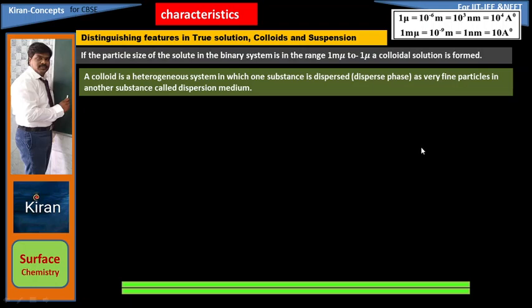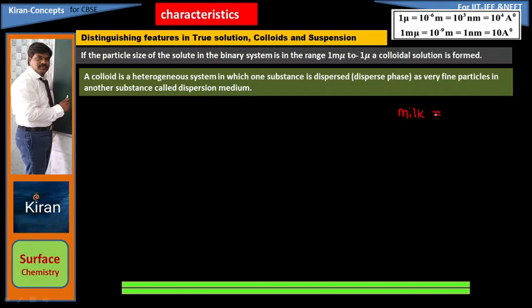A colloid is a heterogeneous system in which one substance is dispersed in very fine particles in another substance, called the dispersion medium. In case of a colloidal solution, instead of solute, we use the term dispersed phase, and for water, the name given is dispersion medium. So dispersed phase plus dispersion medium gives a colloidal solution. For example, milk is an example of a colloidal solution.